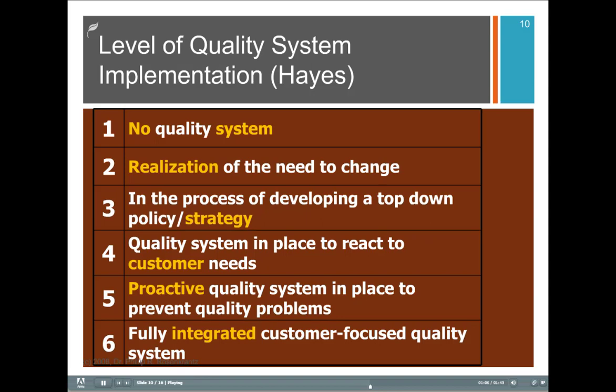Level 5 is the next step, where now, besides responding to customer needs, we have a proactive system in place to find quality problems internally, correct them, and thus prevent more quality problems. And number 6, level 6, is a fully integrated customer-focused quality system where from design through production into the hands of the customer, we have a focused, integrated, feedback-oriented quality program.